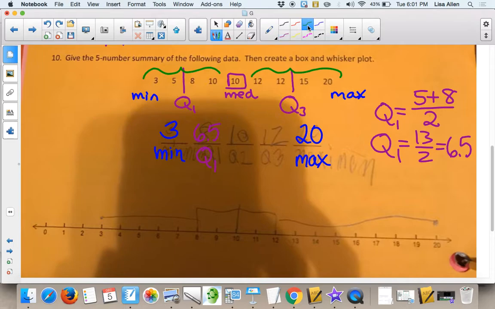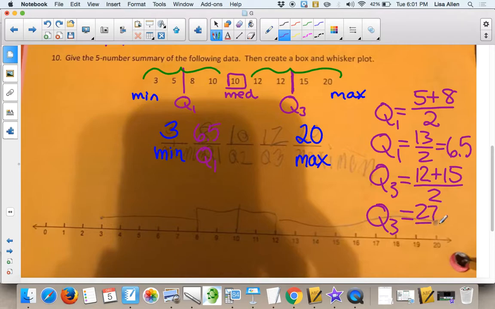And then we have Q3. Q3 is equal to, we have to average the 12 and the 15 because that's where it occurs here. So we have 12 plus 15 over 2. So Q3 equals 27 over 2, which is 13.5.